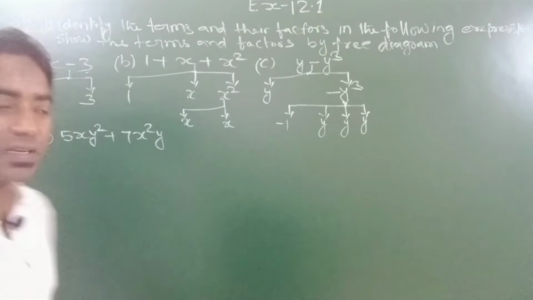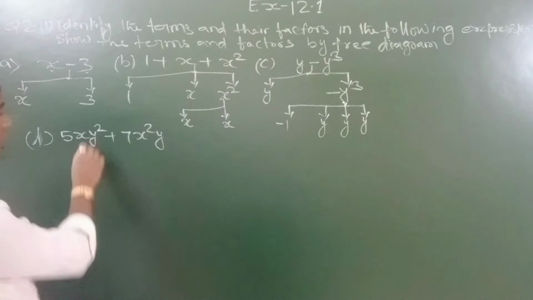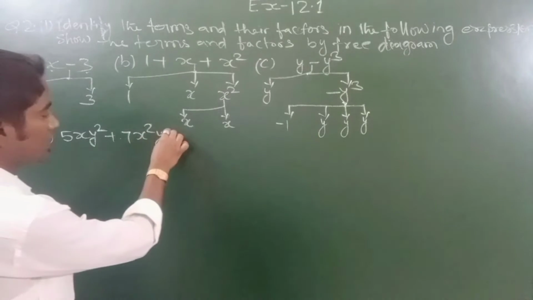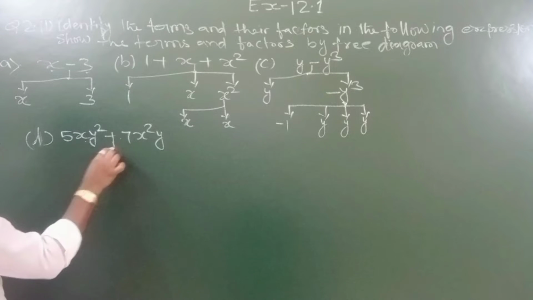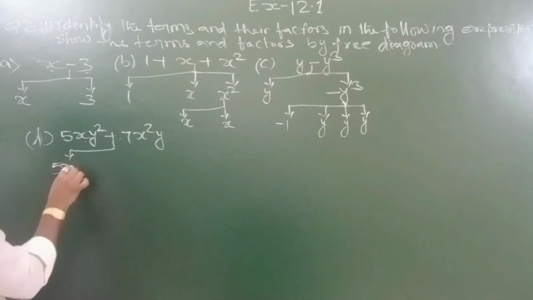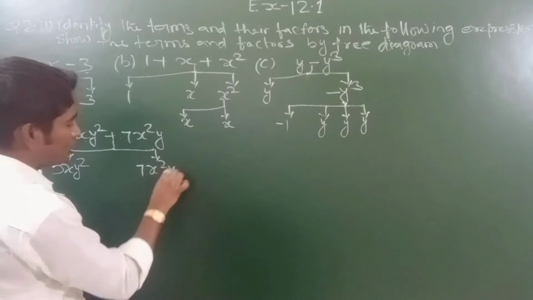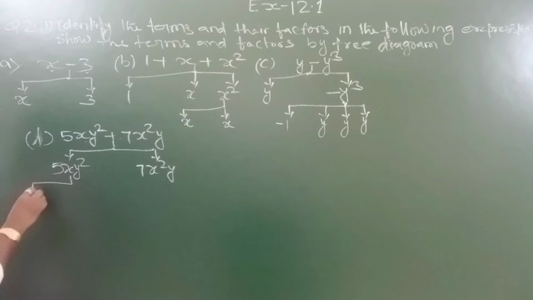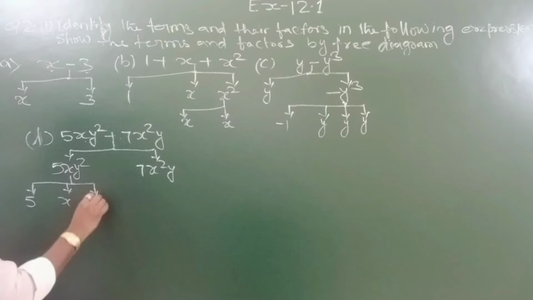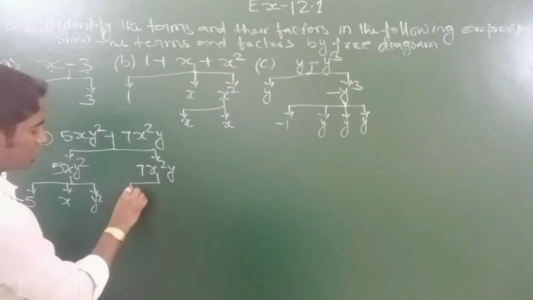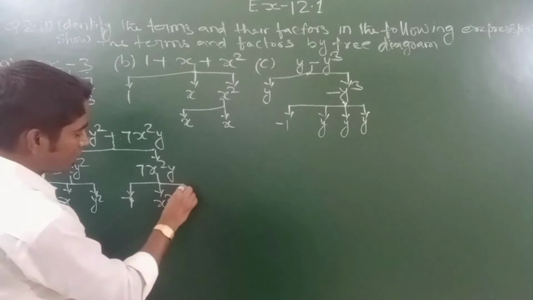Okay, moving to the next segment, D segment, students. Here the given expression is 5xy square plus 7x square y. If you break this expression, then here you will get 5xy square, and here you will get 7x square y. Now if you break it further, students, here you will get 5, here you will get x, and here you will get y square. If you break the other one, then here you will get 7, then here you will get x square, and here you will get y.